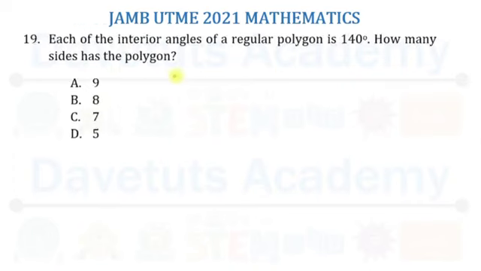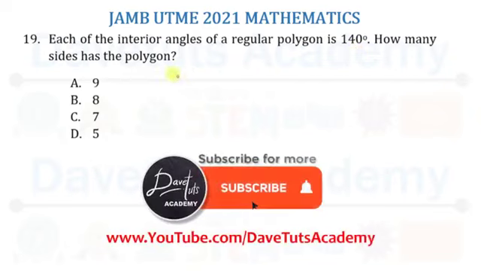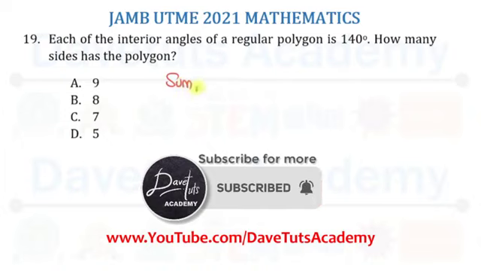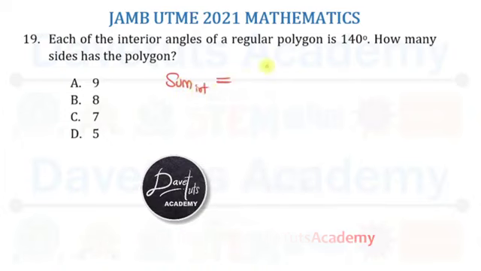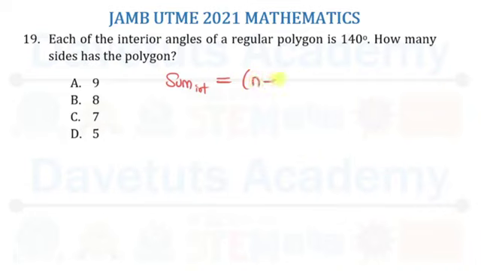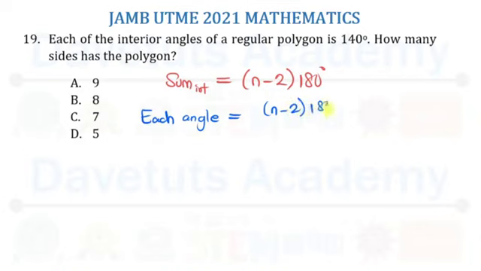Here in this question, we are told that each of the interior angles of a regular polygon is 140 degrees. How many sides has the polygon? There is the formula that the sum of the interior angles of a polygon is given as n minus 2 multiplied by 180 degrees. If that is the case, in this question each angle will be that sum divided by the number of sides.